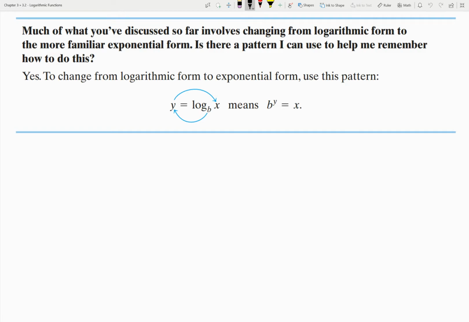So much of what we've discussed so far involves changing from logarithmic form to the more familiar exponential form. Is there a pattern? Yes, and you can sort of see it goes around, right? We go this way to the y, then we hit the equal sign, then the x. So b to the y power equals x. Okay, that sort of helps a little bit. Go from the bottom to the exponent, then back over the top through the equals. But whatever method you use, I like to just remember that the bases are always the same. The bases are b, and the answer to a logarithm is the exponent, and that is the part inside because that's what's left over.